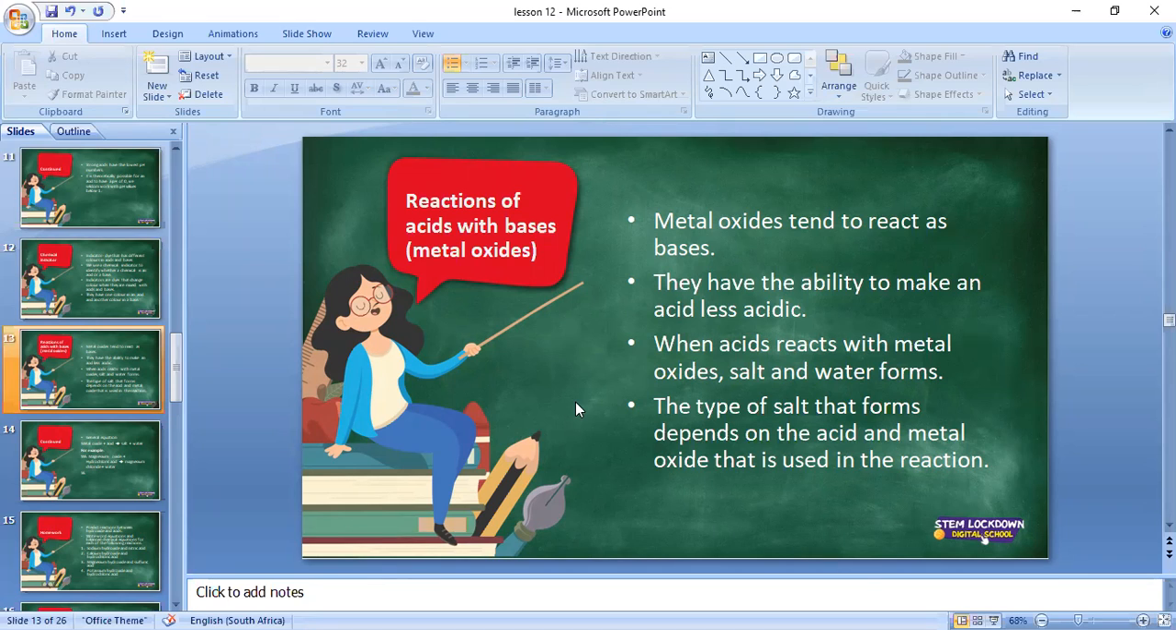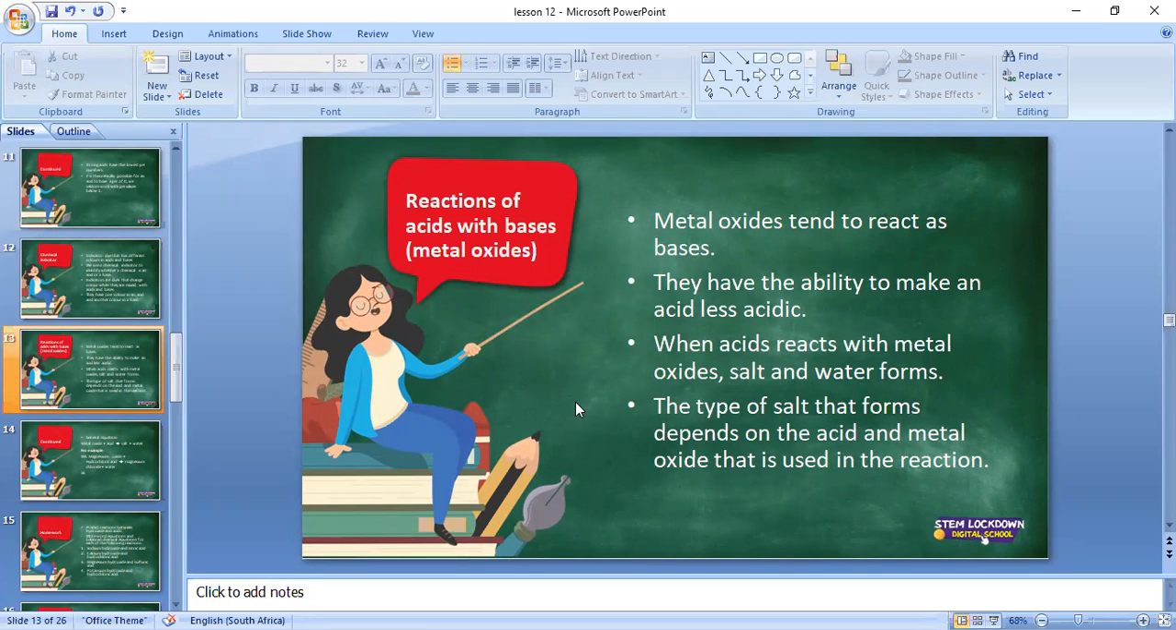But it is possible for bases to react with acids. And I told you the reaction is always against each other. They don't react for the same purpose. So we say metal oxides tend to react as bases, and they have the ability to make an acid less acidic. So a base, when it's reacting with an acid, its purpose is to make the acid less acidic. When acid reacts with metal oxides, salt and water form. So a metal oxide, when it's reacting with acid, the product, grade nine, is always a salt and water.